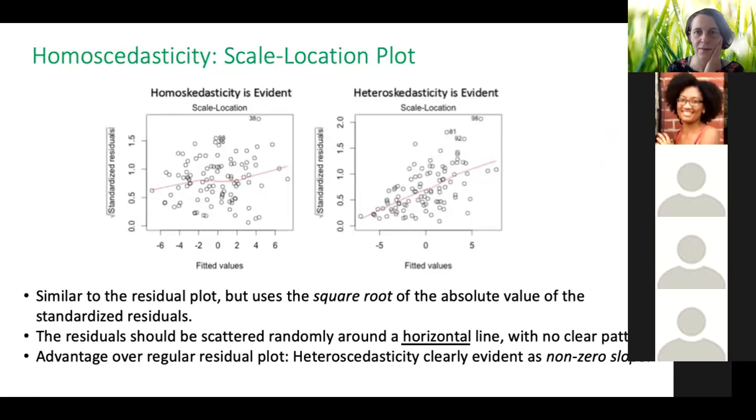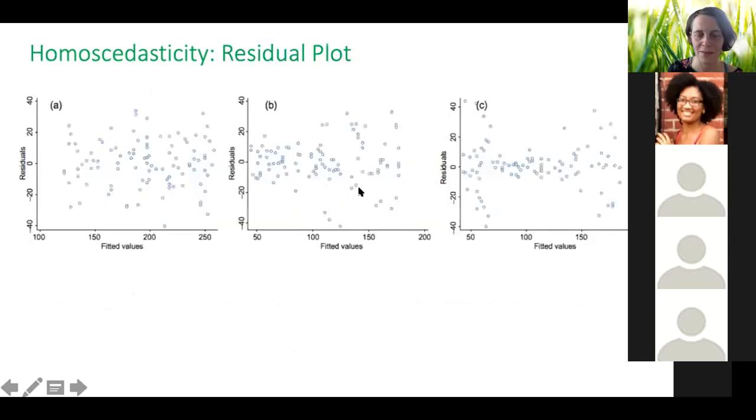And so the big advantage of using this alternative display is that you can identify heteroscedasticity by basically a trend, right? A slope, a non-zero slope of your trend in this relationship between fitted values and standardized residuals, right?